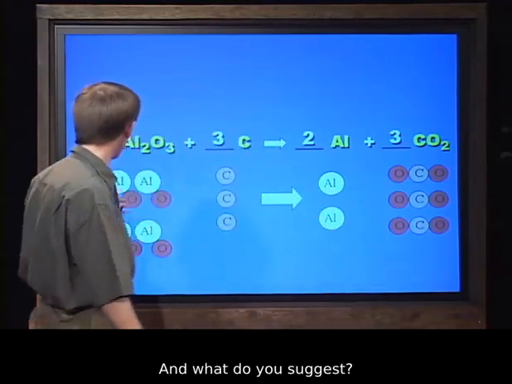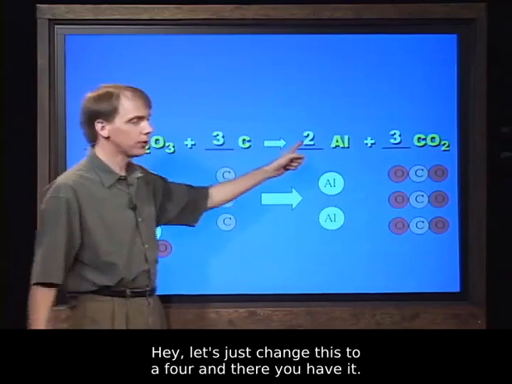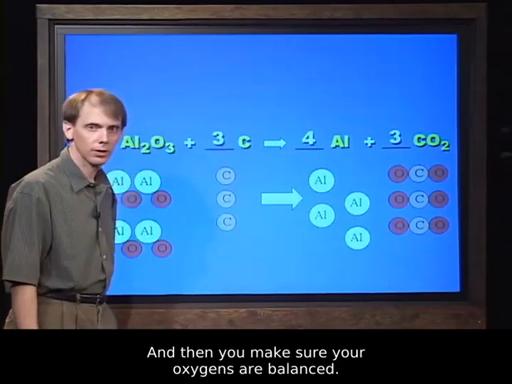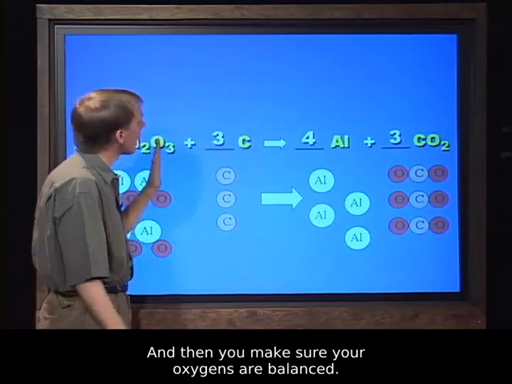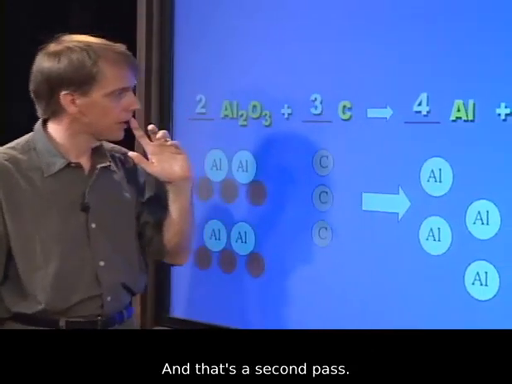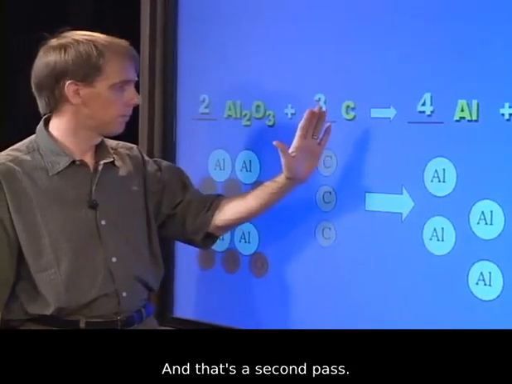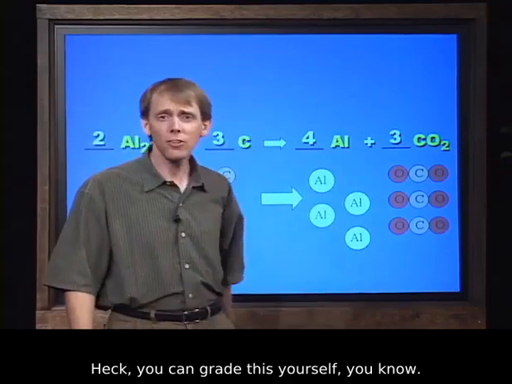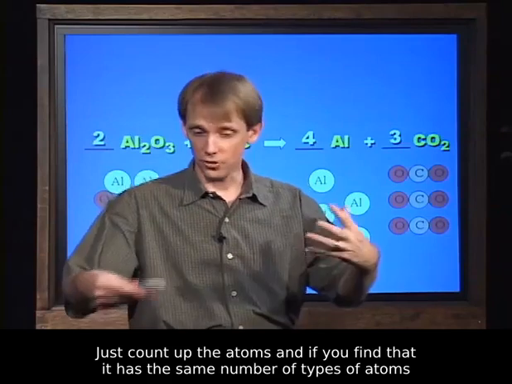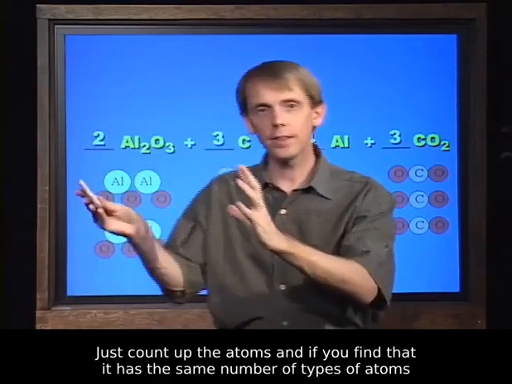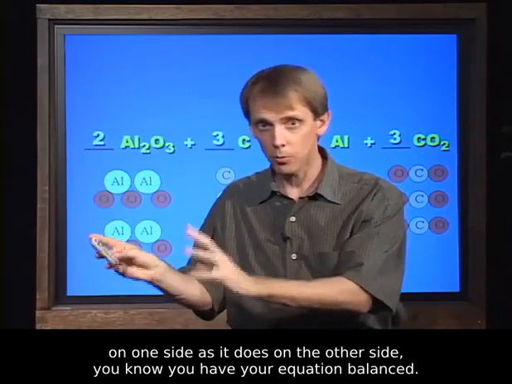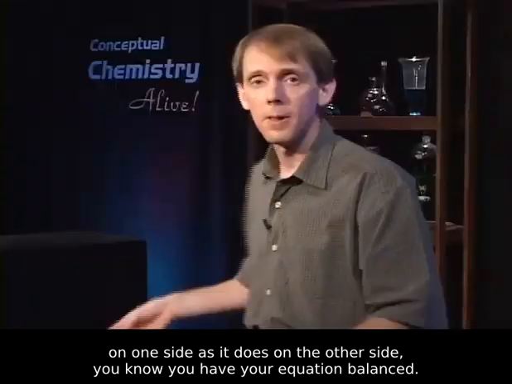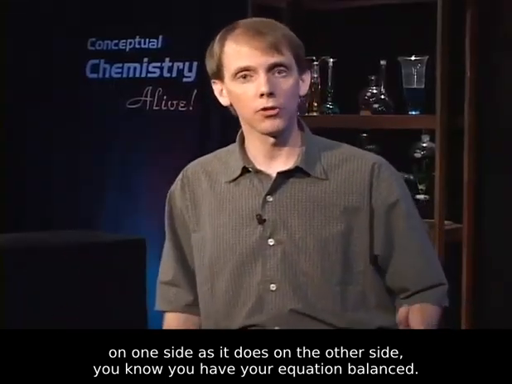And what do you suggest? Hey, let's just change this to a 4. And there you have it. And then you make sure your oxygens are balanced. You make sure your carbons are balanced. And that's a second pass. And then you might consider doing a third pass. Heck, you can grade this yourself, you know. Just count up the atoms. And if you find that it has the same number of types of atoms on one side as it does on the other side, you know you have your equation balanced.